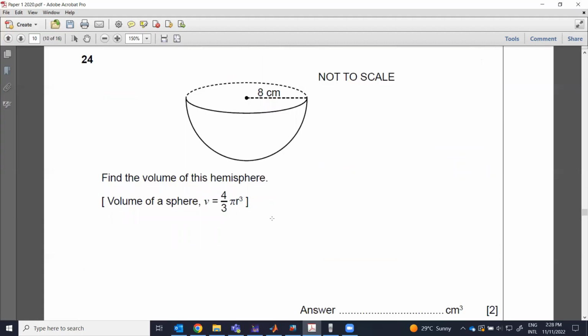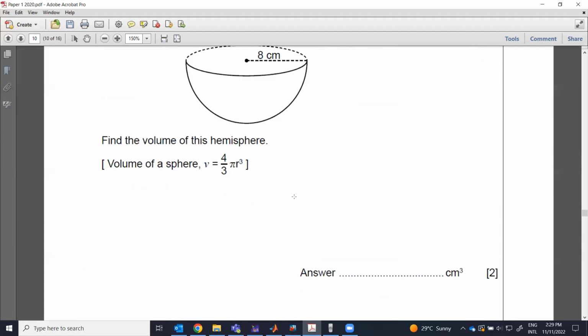Then number 24, we have a hemisphere. And the question says find the volume of the hemisphere. So this is the formula for the volume of a sphere. Now a hemisphere is just half of a sphere. So our volume of the hemisphere is half the volume of the sphere, and the volume of the sphere is 4/3 pi r cubed. Our radius is given, it's 8. So this is half times 4/3 times pi times the radius cubed, 8 cubed.